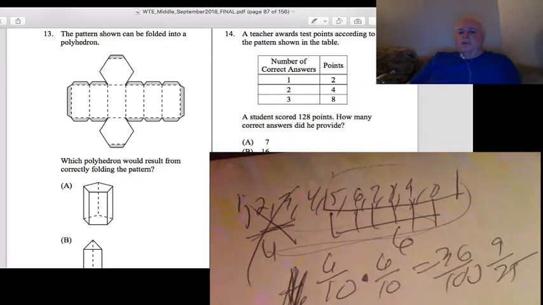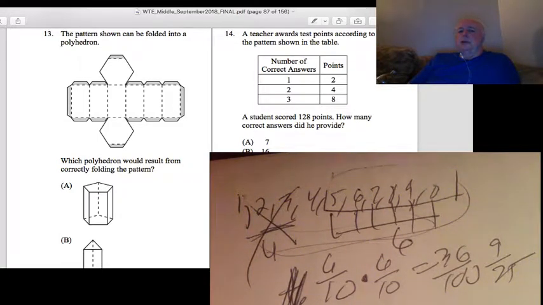Okay, a student scored 128 points. How many correct answers did he provide? So it's showing that there's some sort of pattern going here. The number of correct answers and the number of points. What is the relationship going on there? Normally, there's a pattern. Sometimes it's as simple as just multiplication by 2 or something. Sometimes it might be like 2 times minus 1. Sometimes it's a bunch of additions to do. So what is the pattern on this one?